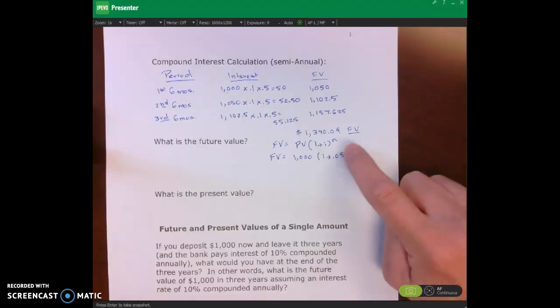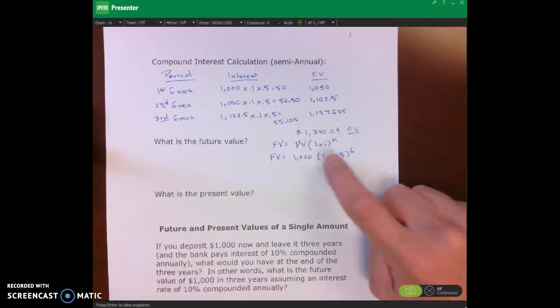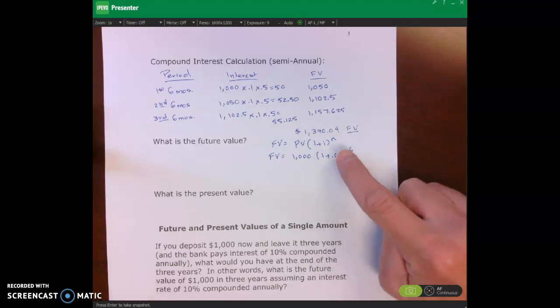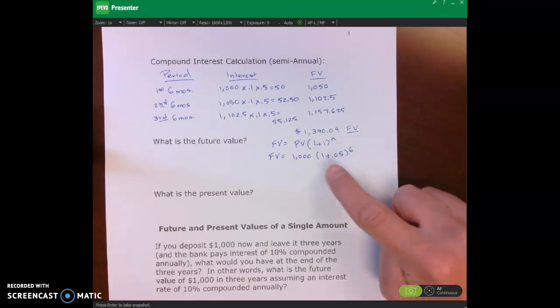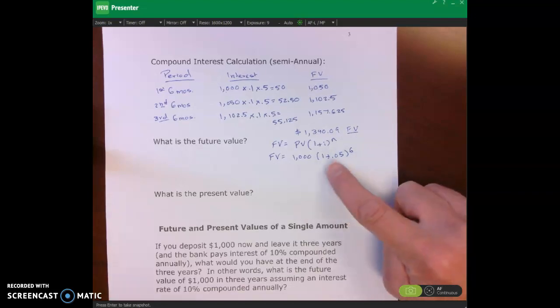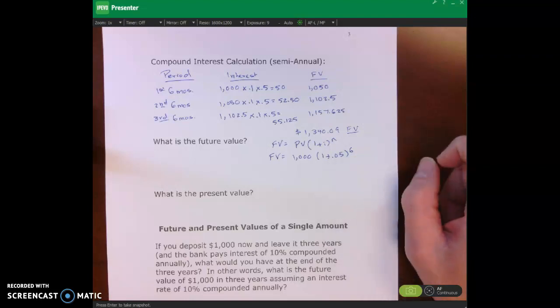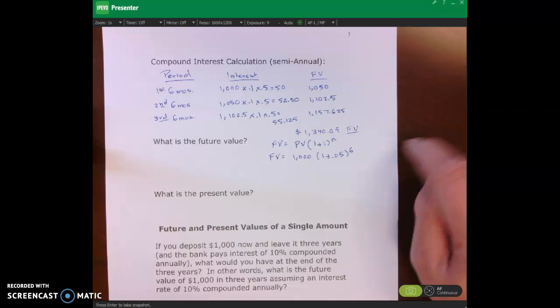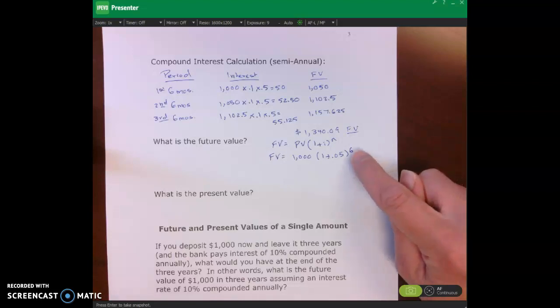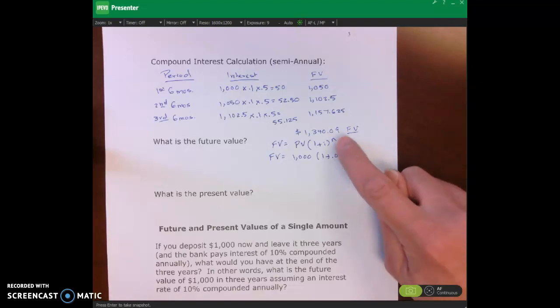Okay, so let's look at the formula applied to semi-annual. So I have my 1,000 times 1 plus i to the n power. 1,000 present value times 1 plus 0.05, because remember the interest rate is 10%, but it's 10% per year, which means it's 5% every 6 months. N is no longer 3, it's 6, because semi-annual for 3 years is 6 total periods. And then that gives us our 1,340.09.